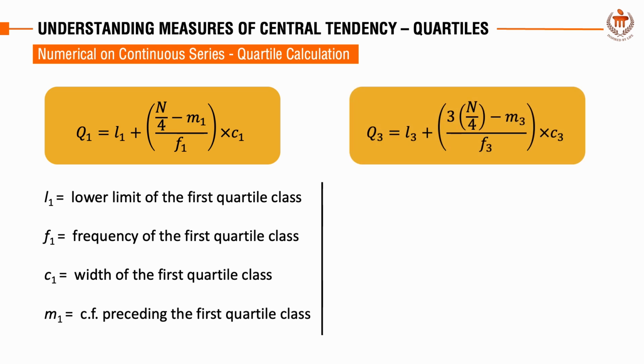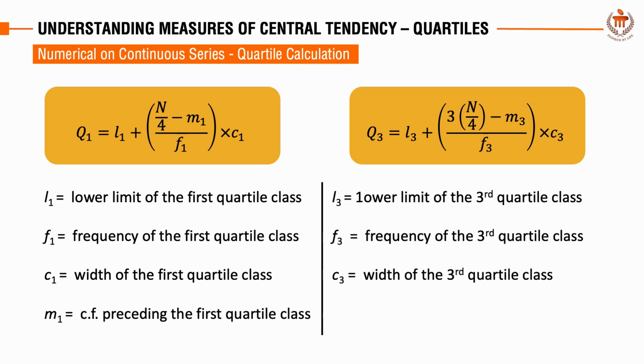Before that, I showed you the formula of quartile 1. In the same way, we will find the value of quartile 3. You don't have to remember anything. Just by observing, you'll understand the difference. The only difference is n by 4 and 3n by 4. n by 4 is for the lower quartile, while 3n by 4 is for the upper quartile.